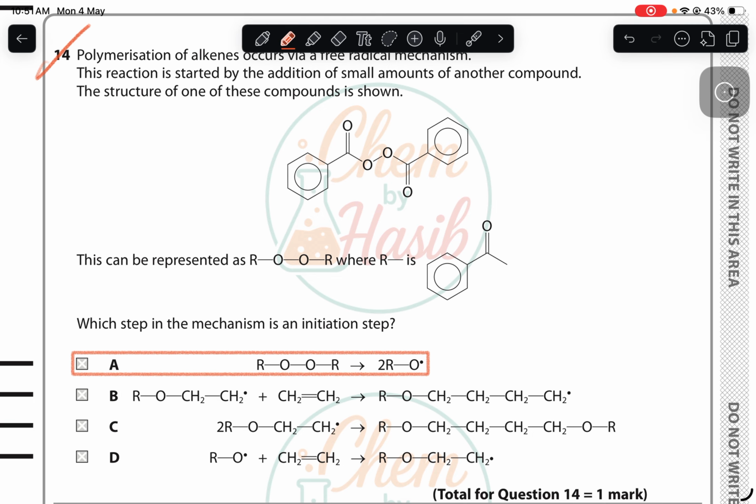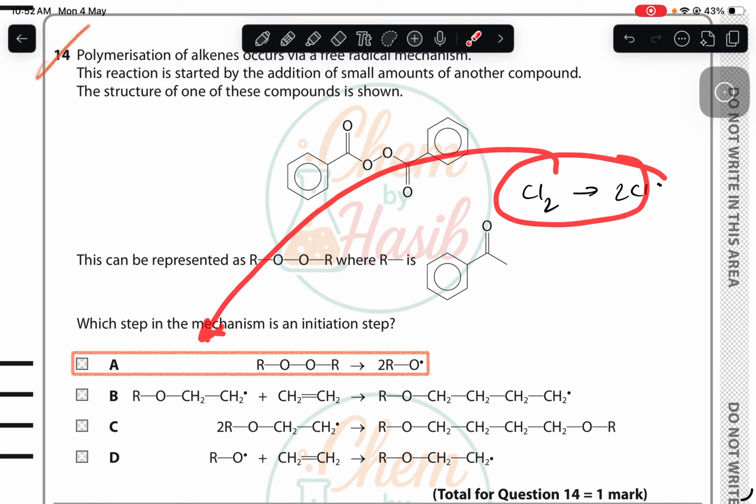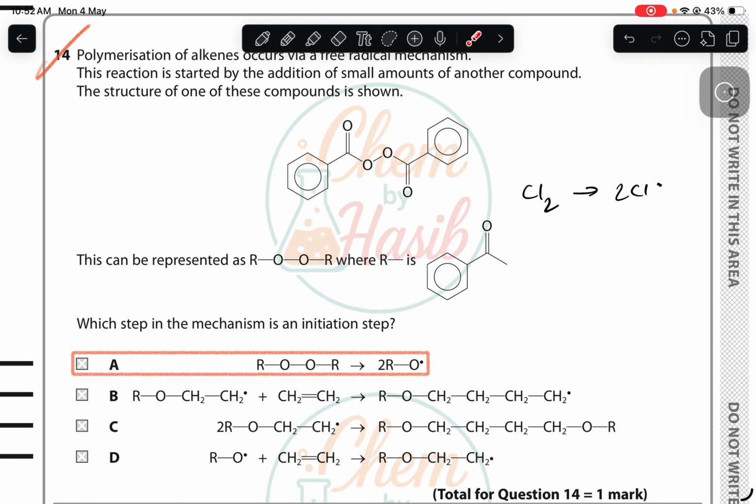This is similar to the homolytic fission of the chlorine molecule when ultraviolet radiation is shone onto chlorine when reacting with alkanes. A chlorine molecule breaks down into 2 chlorine free radicals. So you compare this initiation step with all the 4 equations. It matches only the equation in option A. So your answer would be A. It was a quite straightforward question.